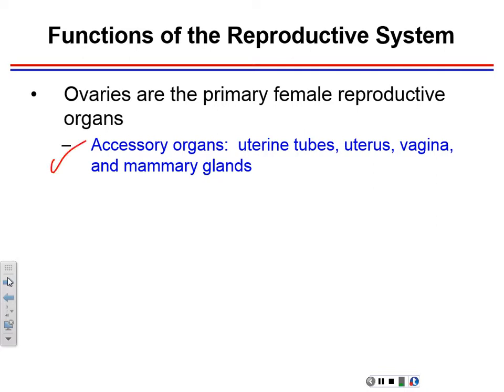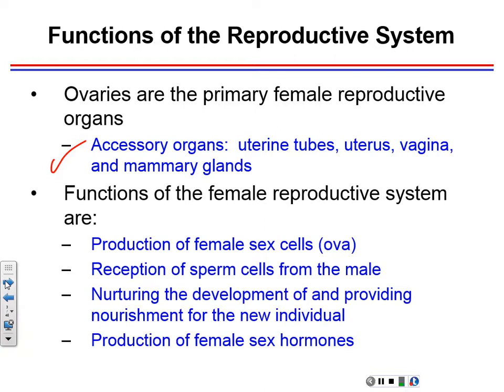Like I was saying, the ovaries are the primary reproductive organ in the female. Everything else is kind of helping out. So the uterine tubes, the uterus, the vagina, the mammary glands, all that is accessory. So the functions of the female are, of course, to produce estrogen and progesterone, the hormones that sustain the secondary sex characteristics of the female.